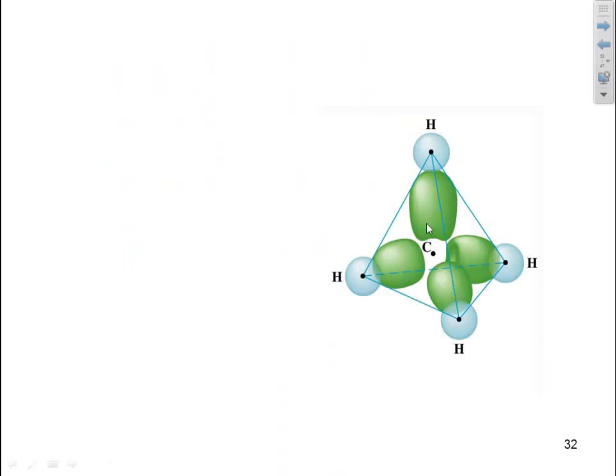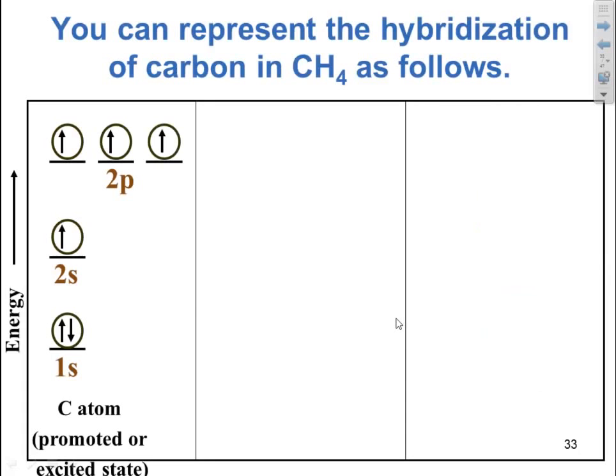So here's your CH4, your methane, and what we're saying here is each one of these hydrogens is an s orbital, and that bond between that carbon and that hydrogen is an overlap between that s and an sp3. So each one of those bonds is an sp3 orbital on carbon overlapping with that s, forming the bond. So we can represent this hybridization of carbon in methane as follows.